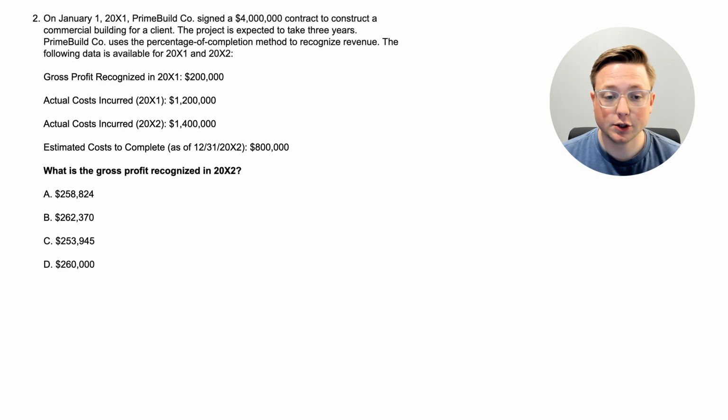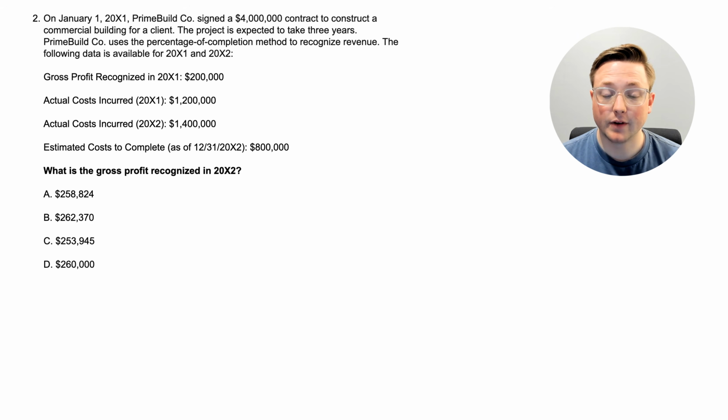Okay, here we are at question 2. What is the gross profit recognized in 20X2? Let's go up to the top. On January 1st, 20X1, Prime Build Co. signed a $4 million contract to construct a commercial building for a client. The project is expected to take 3 years. Prime Build Co. uses the percentage of completion method to recognize revenue.